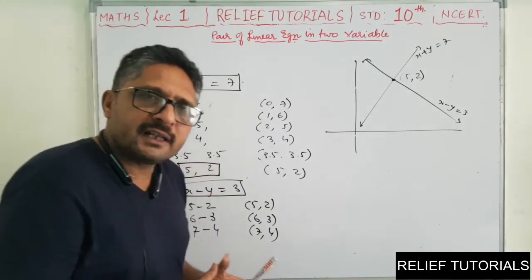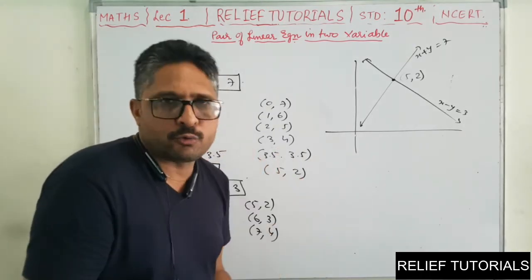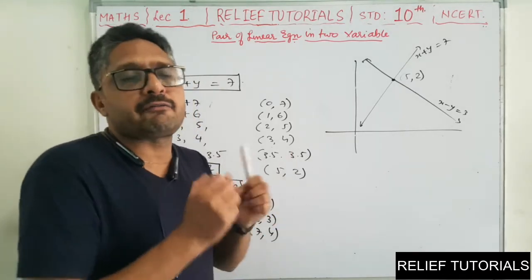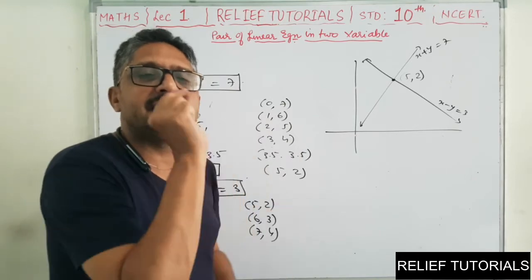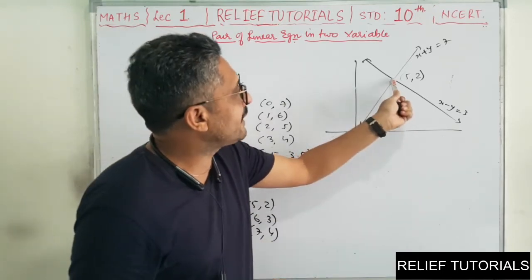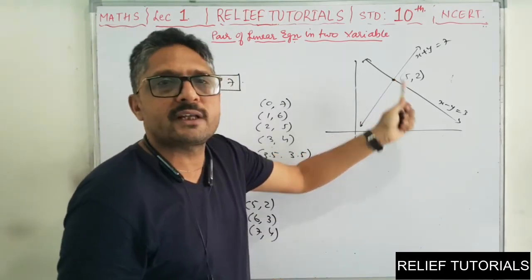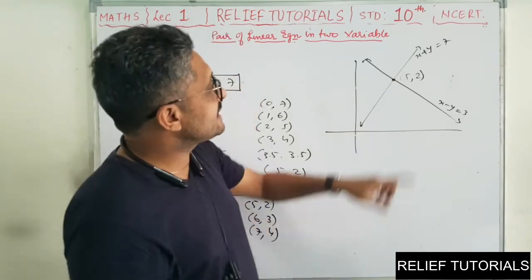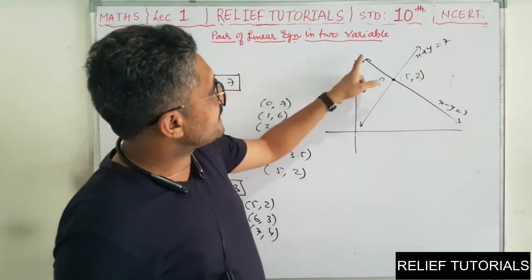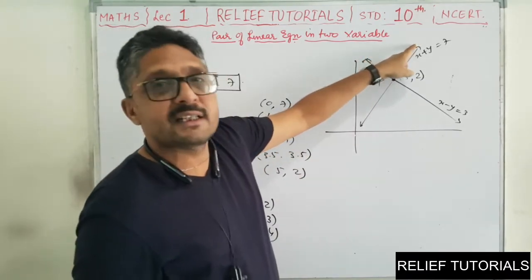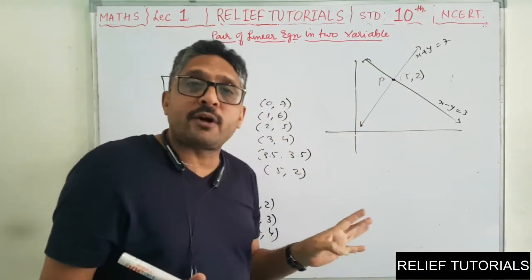So in short, in order to get a unique solution, you require a pair of lines. If you represent these two lines graphically, they will intersect at a point. That point of intersection is the unique solution. Why? Because this is the only point, say P, which is present on this line as well as on this line. There is no other such point.